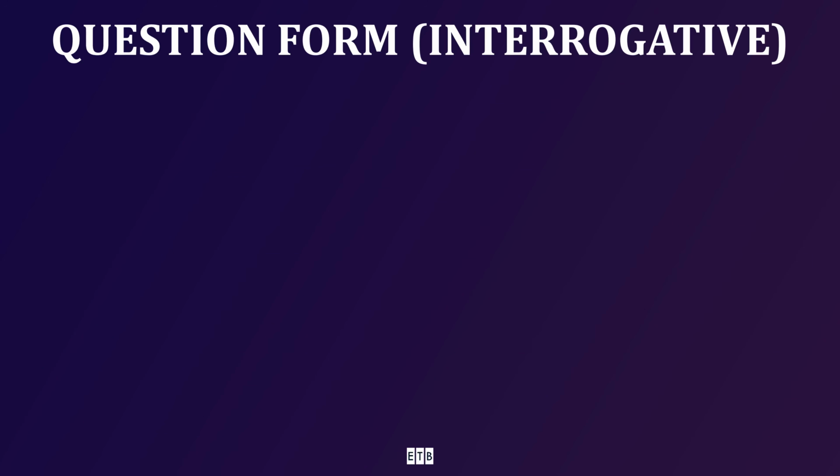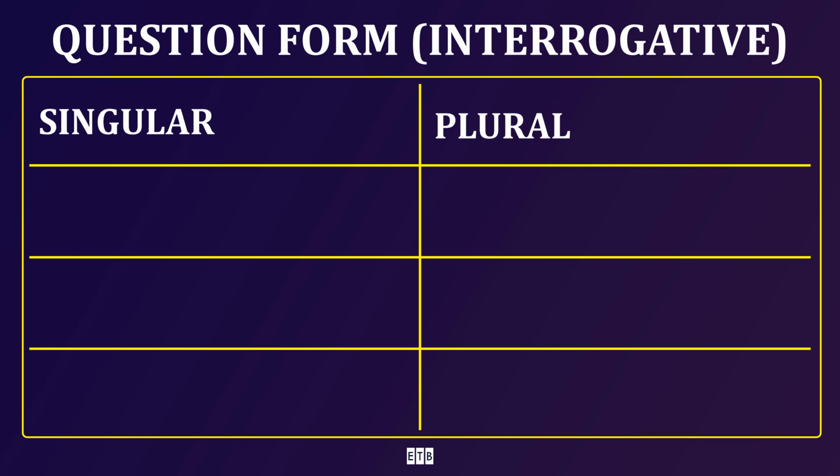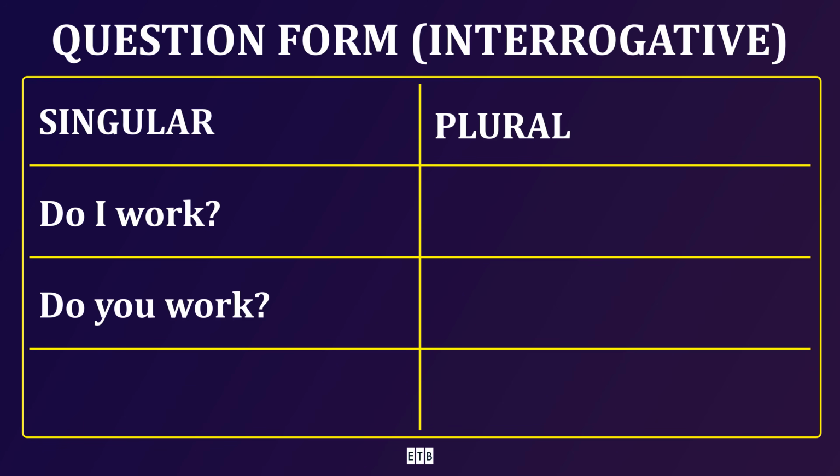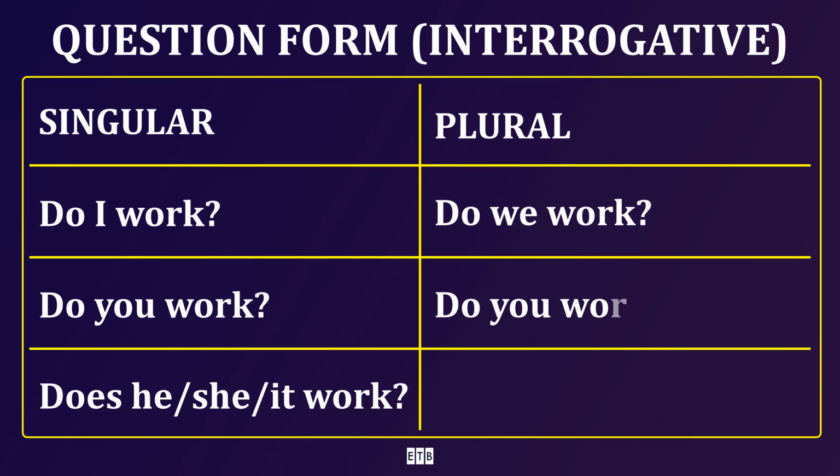To make questions, move do or does to the beginning. Do or does plus subject plus verb. Do I work? Do you work? Does he, she, it work? Do we work? Do you work? Do they work? Again, after does, the main verb is always the base form.